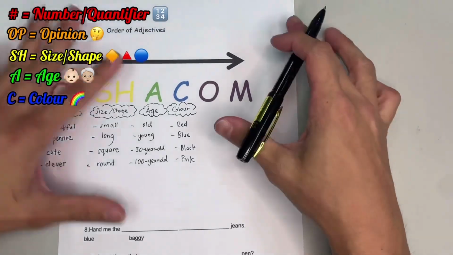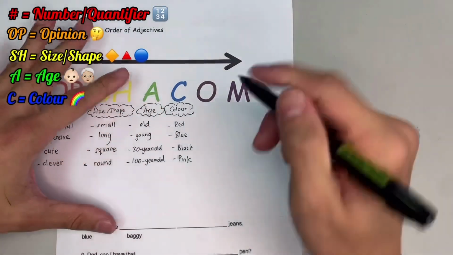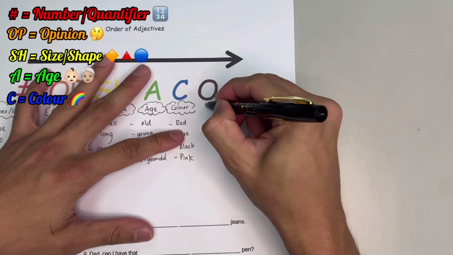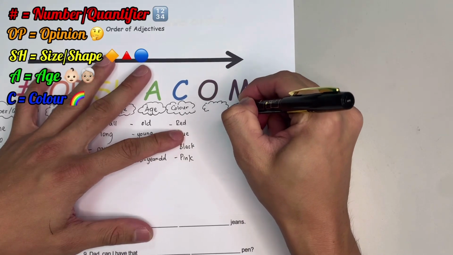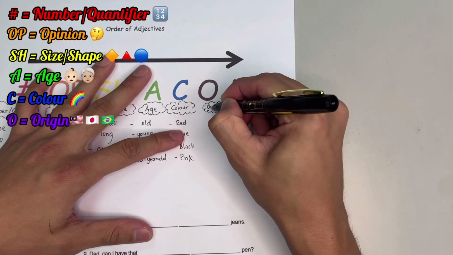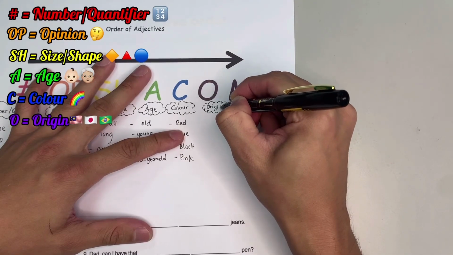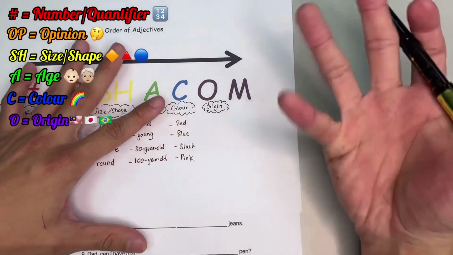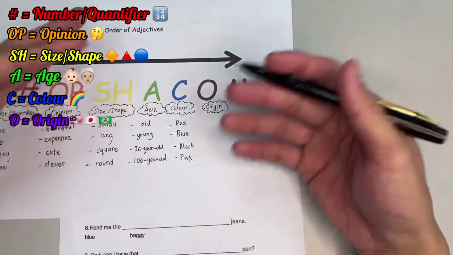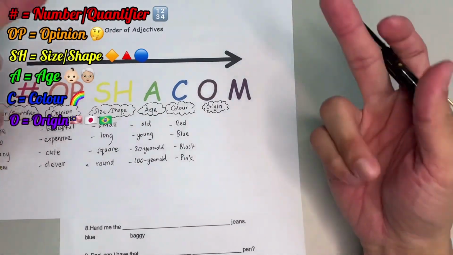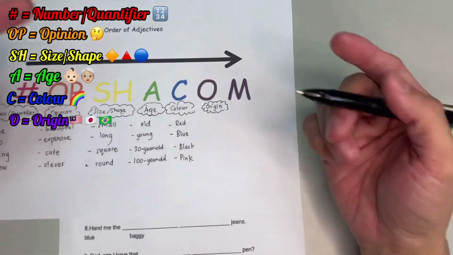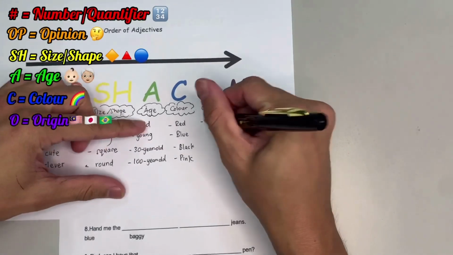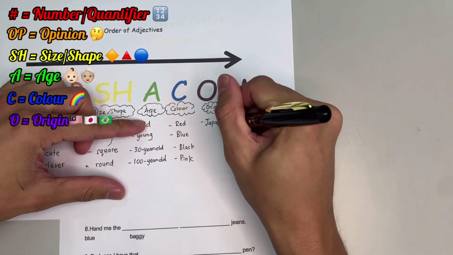Moving on, we have O, which stands for origin. Where is the noun from? Or in BM, asal dari mana? My father is driving a Japanese car. So Japanese is the adjective showing the origin of the company of the car.